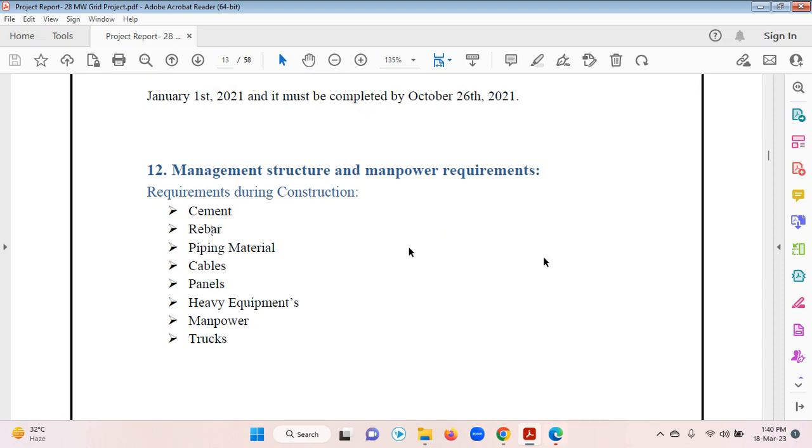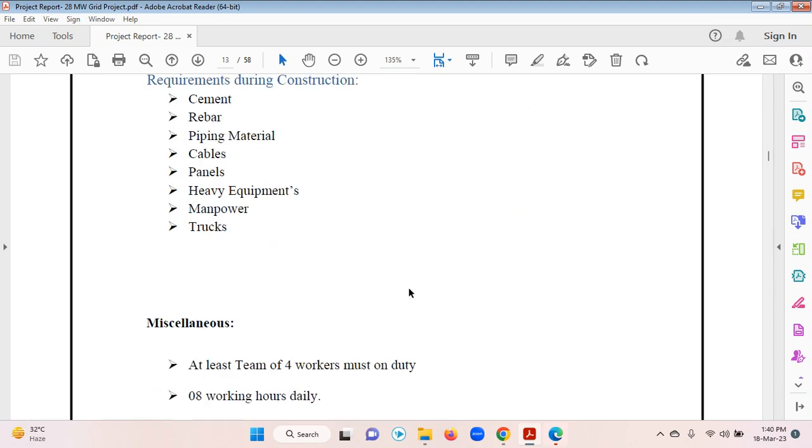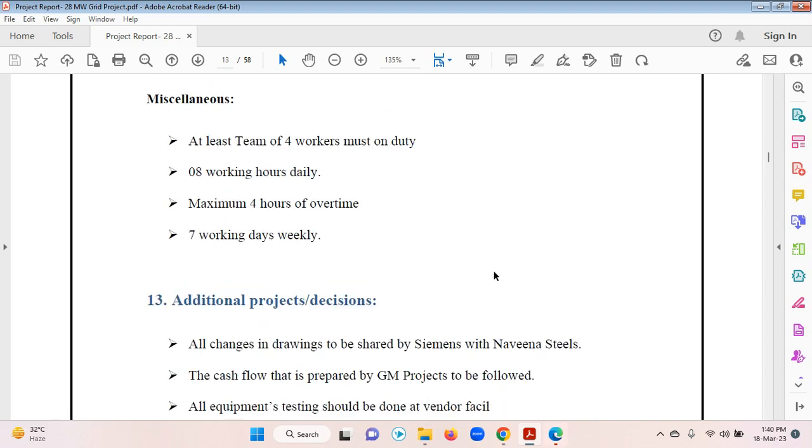These were the resources that were required during the project. Rather, materials that were required, like cement, rebar, piping material, panels, heavy equipment, trucks, etc. As an extra, we did some brainstorming, and we came up with the idea that we need a team of 4 workers on duty 24/7 to track the project progress, and if some help is required, Siemens will be providing any assistance.